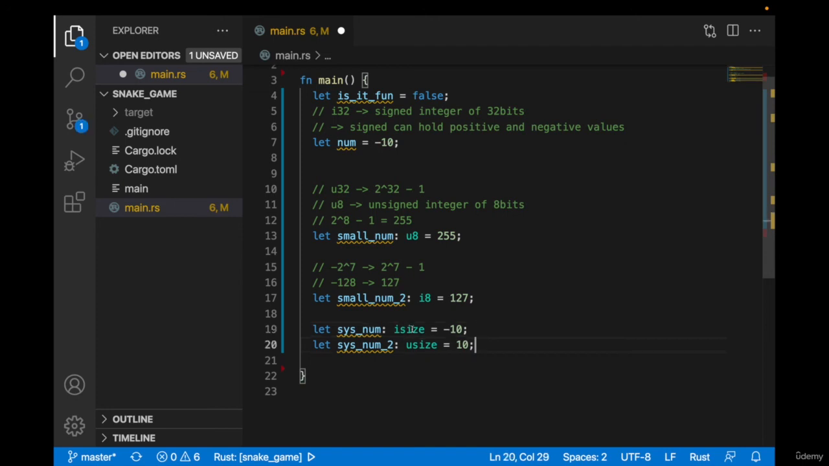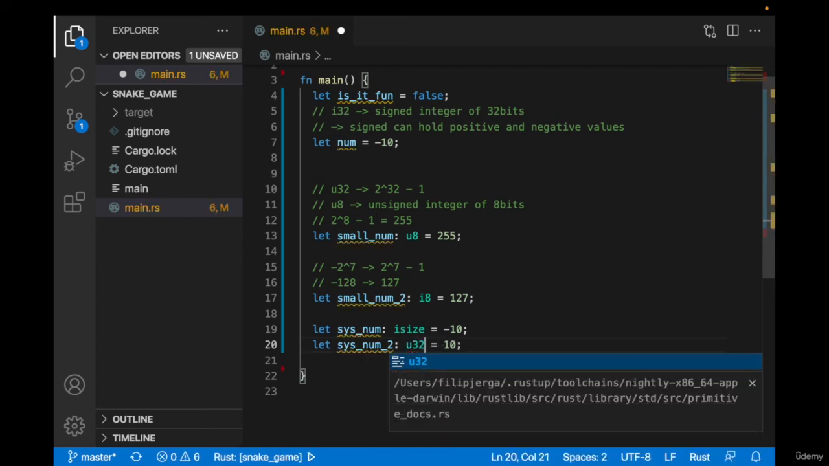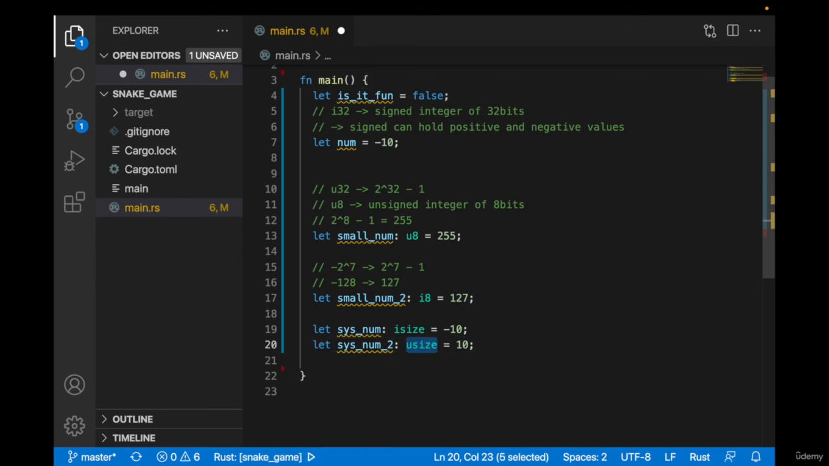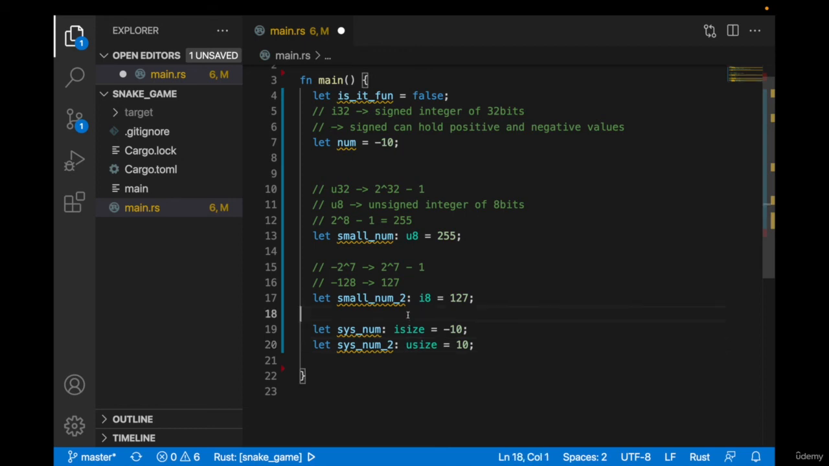So what are isize and usize? This actually depends on your operating system. If you have a 32-bit operating system, this will hold 32 bits. If you have 64-bit, this will hold 64. So if your system is 32-bit, then usize will behave as a u32. But when you are on 64-bit, this would be something like a u64. So this is a system-related type, an operating system-related type.